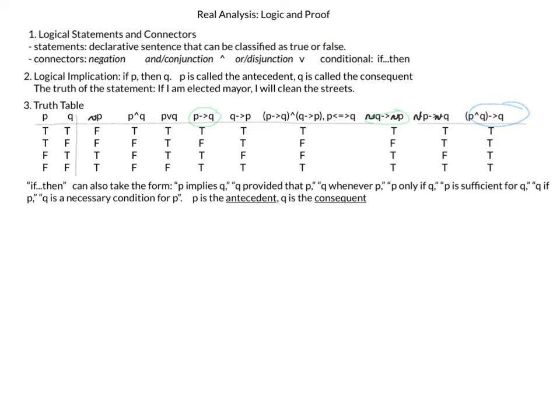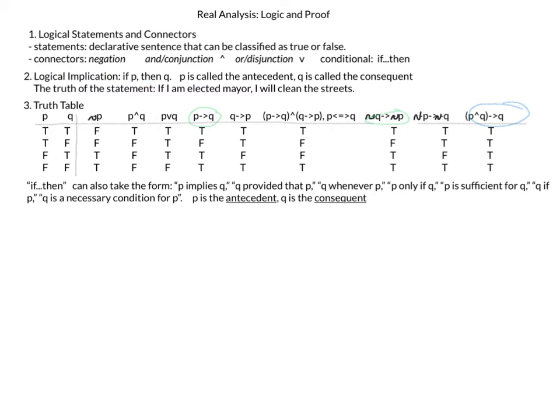Next, we want to look at our connectors: our negation, our conjunction, disjunction, and conditional. I will look at this conditional, the logical implication, also called implication. If P, then Q. So P is called the antecedent, and Q is called the consequent. So we should talk about the truth of this logical implication.